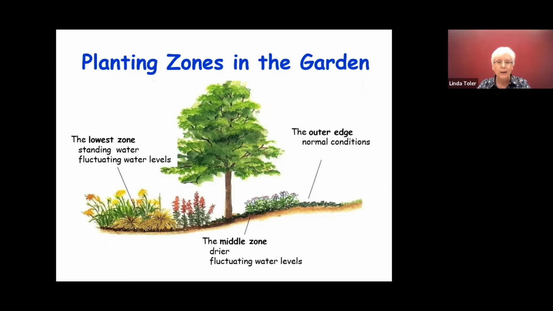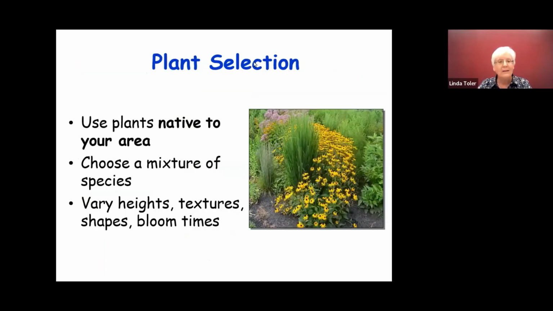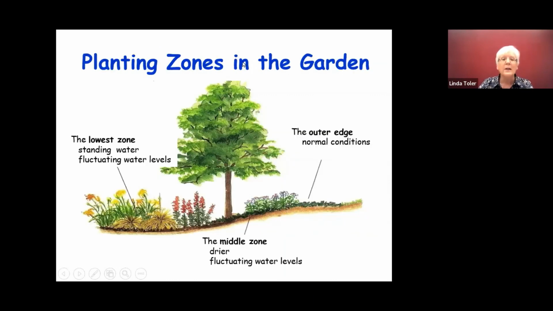The bottom of the ponding area, which is called the lowest zone on this image, is going to be the wettest part of the rain garden. This is where the water will stand the longest after a rain event. And so we have to have plants in that area that can tolerate having their feet wet for 24 or more hours. The next area is called the middle zone.